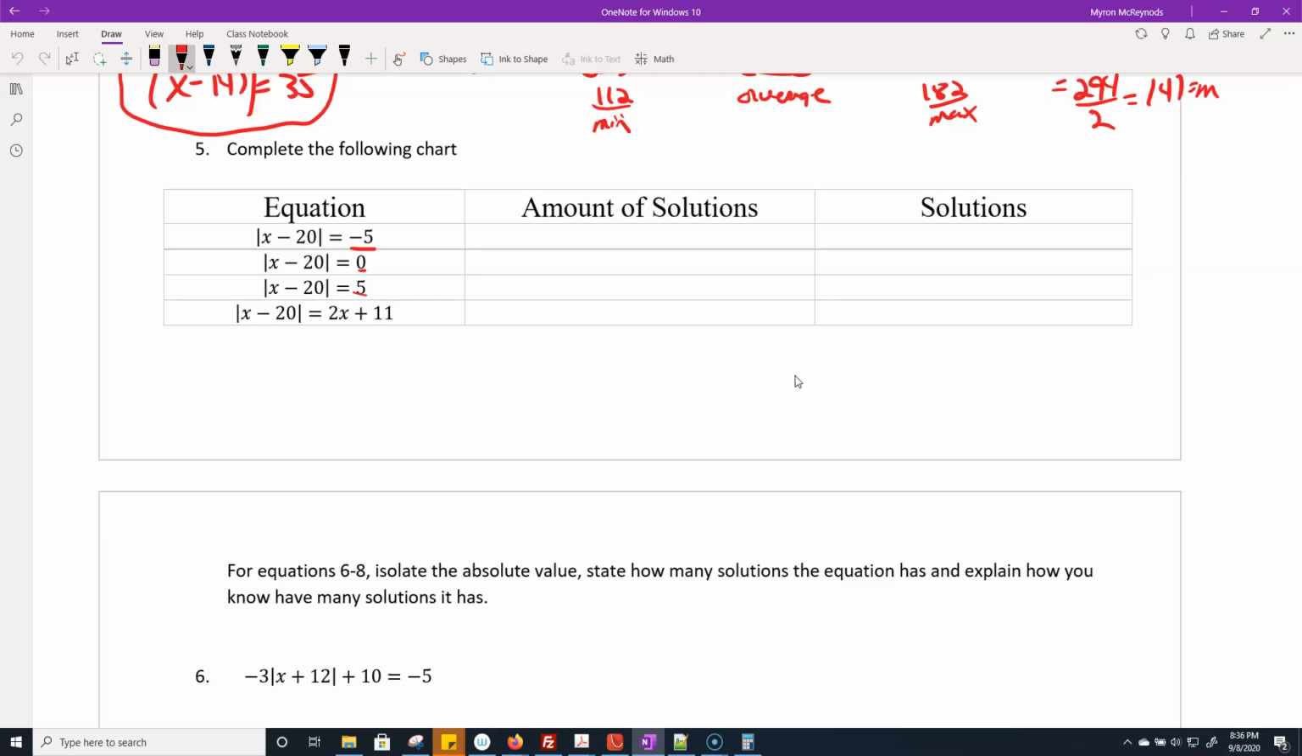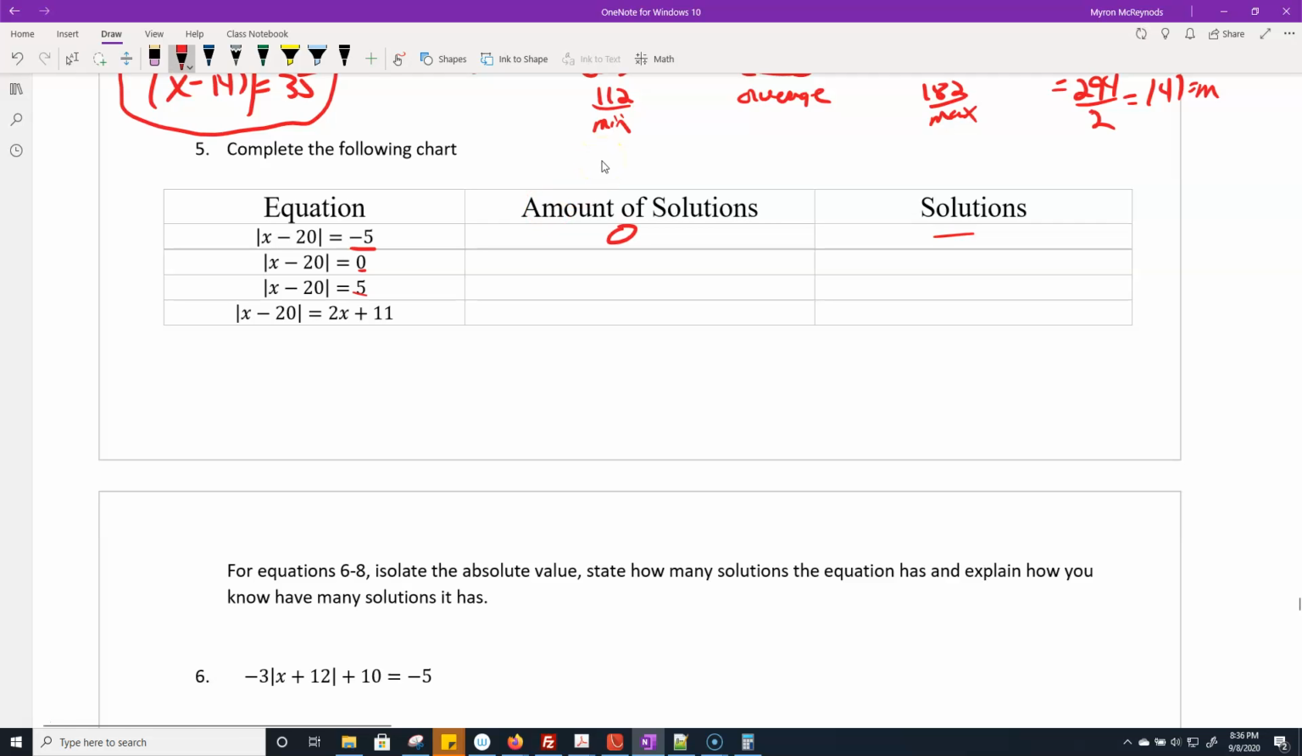Because if you think about this right here, x minus 20 absolute value equals negative 5, nothing in here could ever become negative. Like if you got negative 20, it would just become positive 20, right? So it's impossible to equal negative 5, so there are 0 solutions there. So there's just nothing there, 0 solutions.